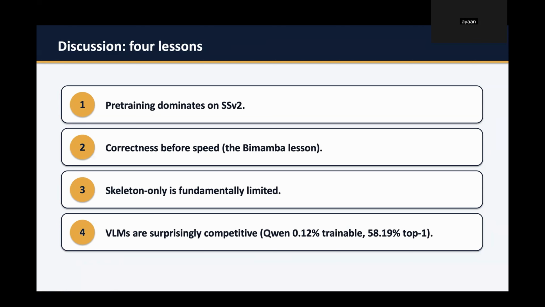For the ST-GCN, the skeleton only vision was limited. It was kind of too rigid. And the VLMs were competitive. Of Qwen's parameters, only 0.12% of them were trainable, and it still had a 58.19% top one accuracy.